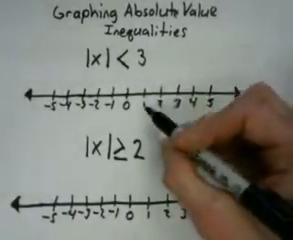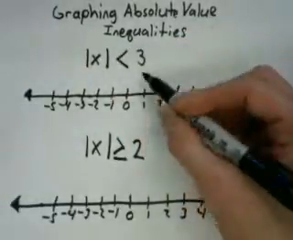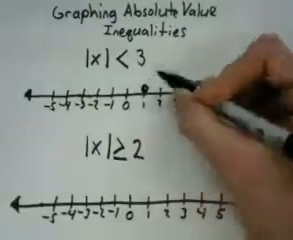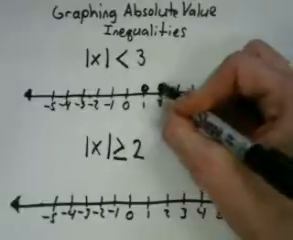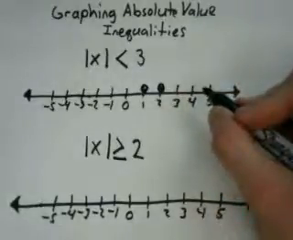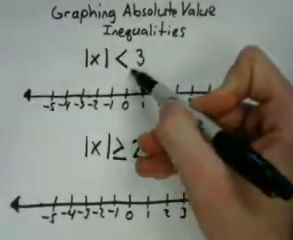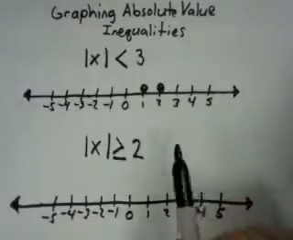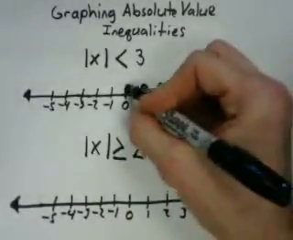Let's check here. Is 1, the absolute value of 1 is 1. Is 1 less than 3? Yes, so I have to fill that in. Is 2 less than 3? Yes. Is 3 less than 3? No. This is because it has no or equal to, so we cannot actually equal it to 3. However, let's check 0. Yeah, 0 is less than 3.